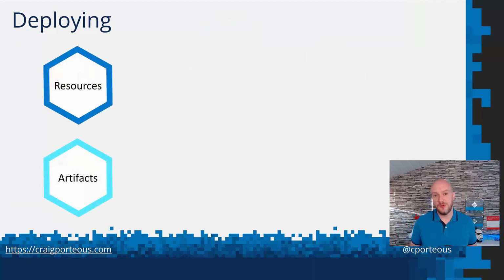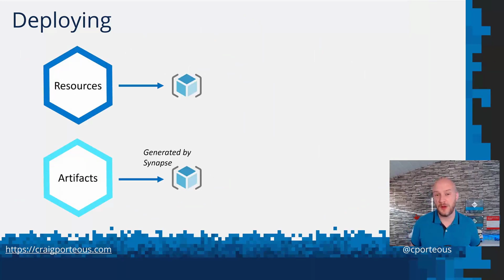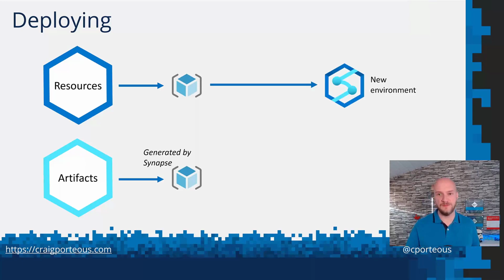So thinking about that deployment process, we've got our resources, we've got our artifacts. Both of them primarily use ARM templates. Our resources will use an ARM template that's defined with parameter files to be able to deploy to a new environment. Whereas our artifacts will use an ARM template that's generated by Synapse. So when you update your code, you are able to generate that ARM template to be able to deploy the code to the next environment. But there's a small caveat there that you need to consider.